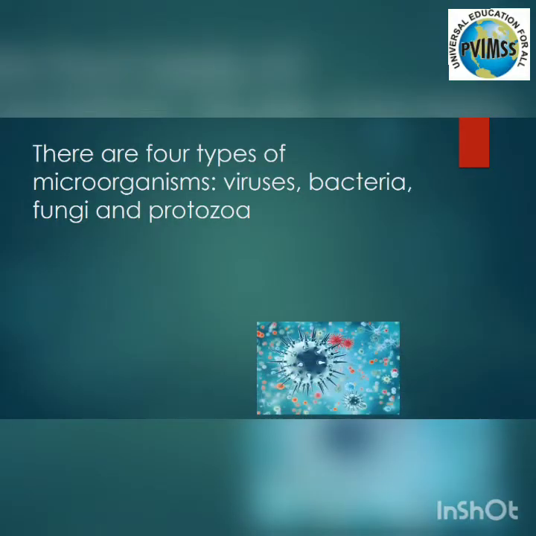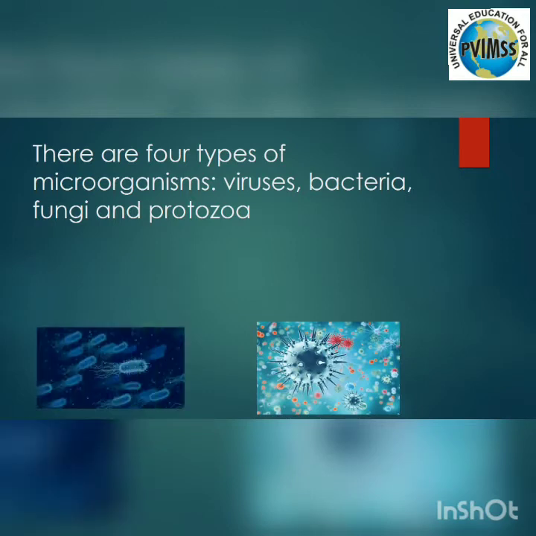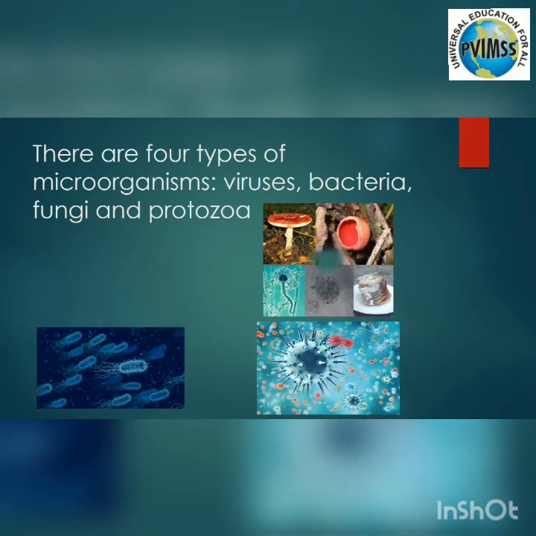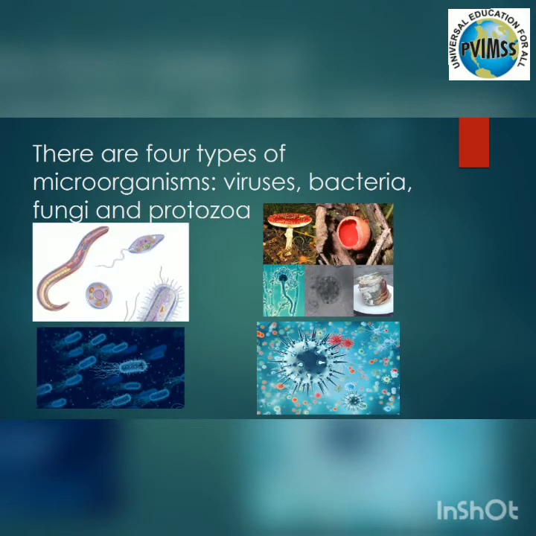Now we will discuss about the 4 types of microorganisms. First is bacteria. Bacteria are unicellular organisms. They grow and multiply rapidly, means their rate of reproduction is very fast. Bacterial cells exist in 3 basic shapes, that are spiral, rod, and round.